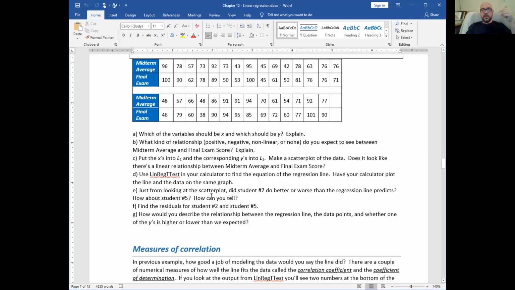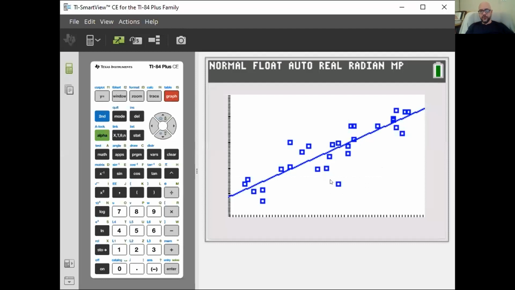So here's what I want to do. I want you to be able to interpret what the picture is telling you, essentially. So I've got student number 2 and student number 5. Let me show you around the scatter plot a little bit. Let me go back to here.